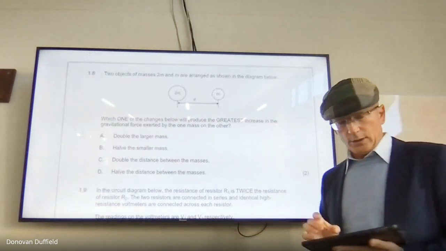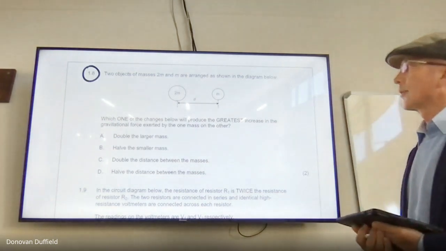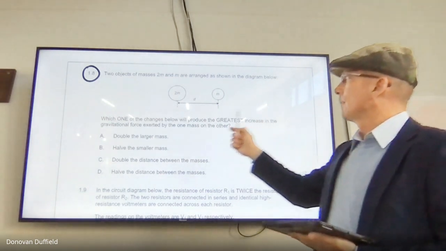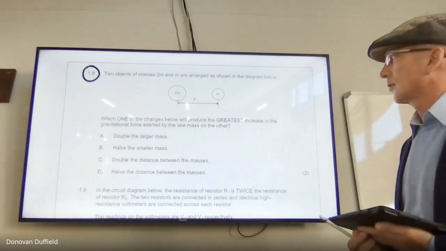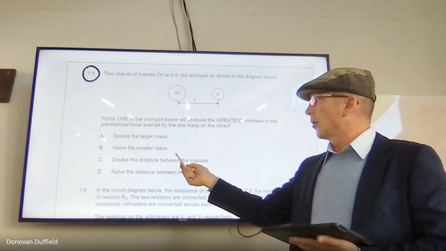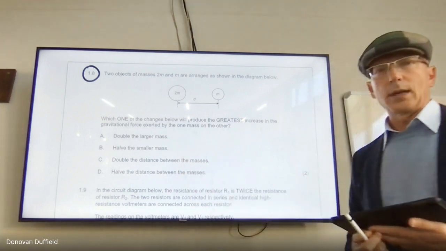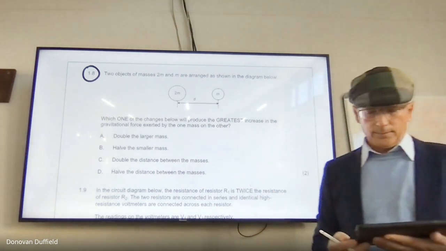And then this one here is another one, 1.8. Two objects of masses 2m and m are arranged as shown in the diagram below. Which one of the changes below will produce the greatest increase in the gravitational force exerted by the one mass on the other? Double the larger mass, half the smaller mass, double the distance between the masses, half the distance between the masses. That's a slightly more tricky problem, but it's also to do with proportionality.